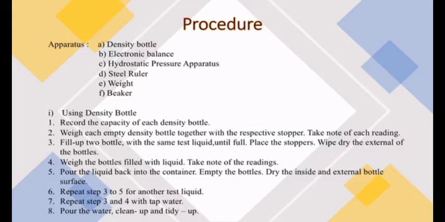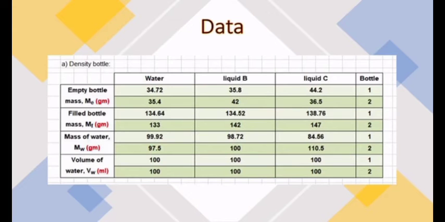Number 5, pour the liquid back into the container, empty the bottle and dry the internal bottle surface. Number 6, repeat step 3 to step 5 for another test liquid. And we repeat again from step 3 to 4 with tap water. And the last one, we pour the water, clean up and tidy up.